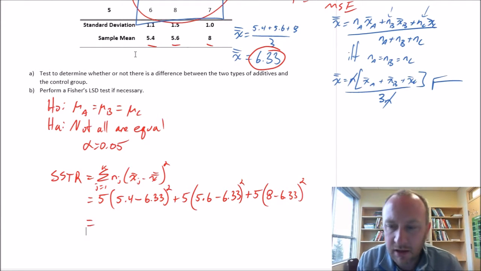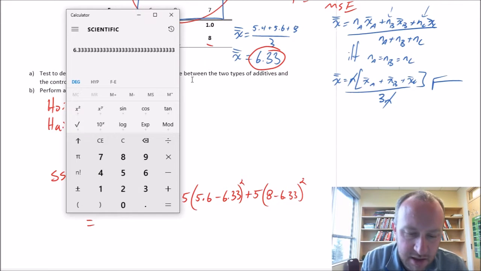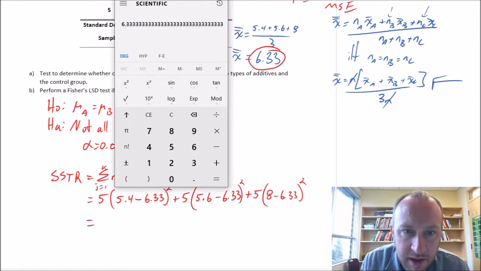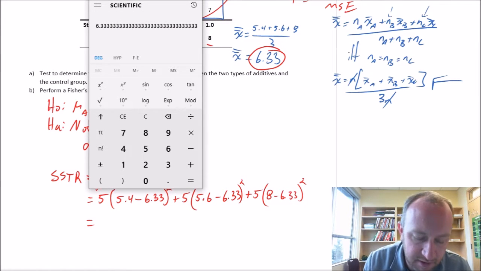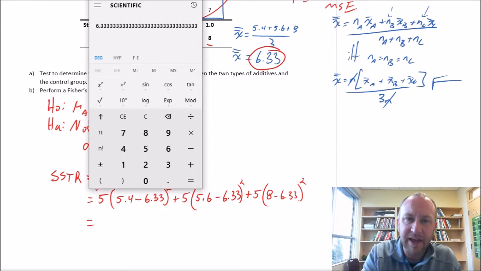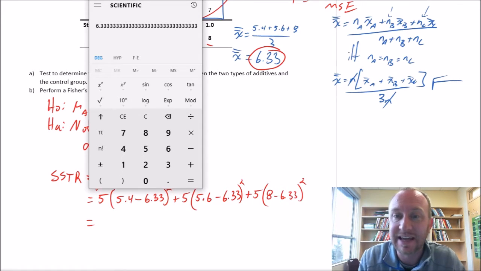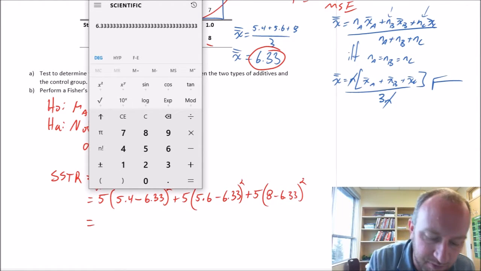Okay, now let's get that calculator out again. Now, where can I put this? I don't want to hide my calculations. Maybe right there is okay. Okay, so I'm going to cheat a little bit. I'm going to factor out that 5. So I'm going to calculate all of the squared differences, add those together, and multiply it by 5 at the end. So I can skip a couple of button presses here.